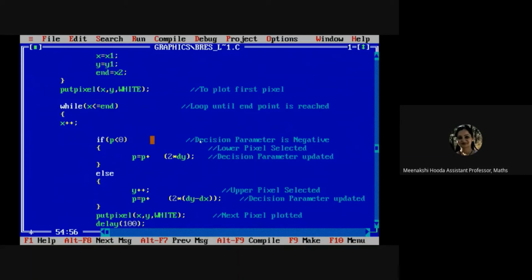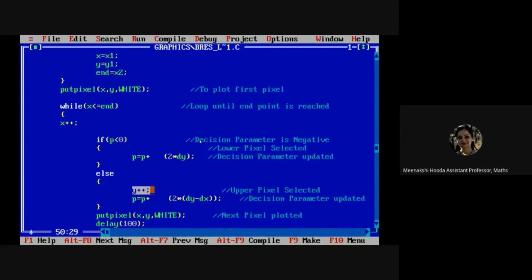Then we go for the comparison: if p is less than 0, it means we have to pick the lower pixel to plot. If the value of the decision parameter is less than 0, we pick the lower pixel, and if we are picking the lower pixel, then we don't need to increment the value of y. So we will not increment y, and we will update the decision parameter by 2 delta y. It was there in the equation that we had derived. So we increment the decision parameter by 2 delta y.